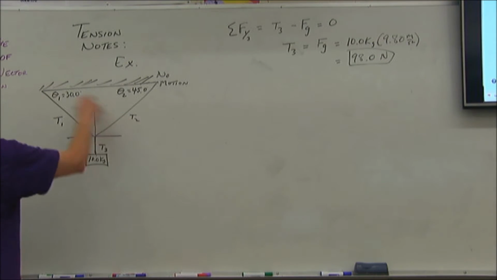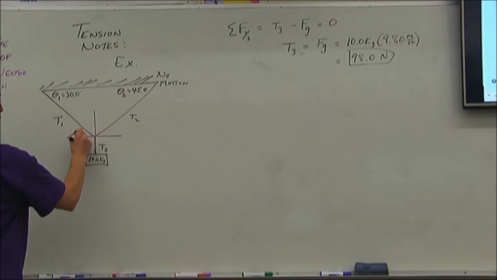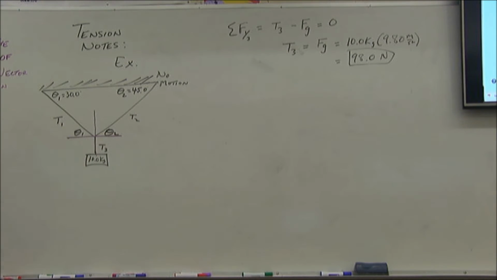This is parallel to the ceiling. So this purple line is parallel to the ceiling. That's cool because that means theta 1 is now down here, and theta 2. They're both equal to these angles on both sides.